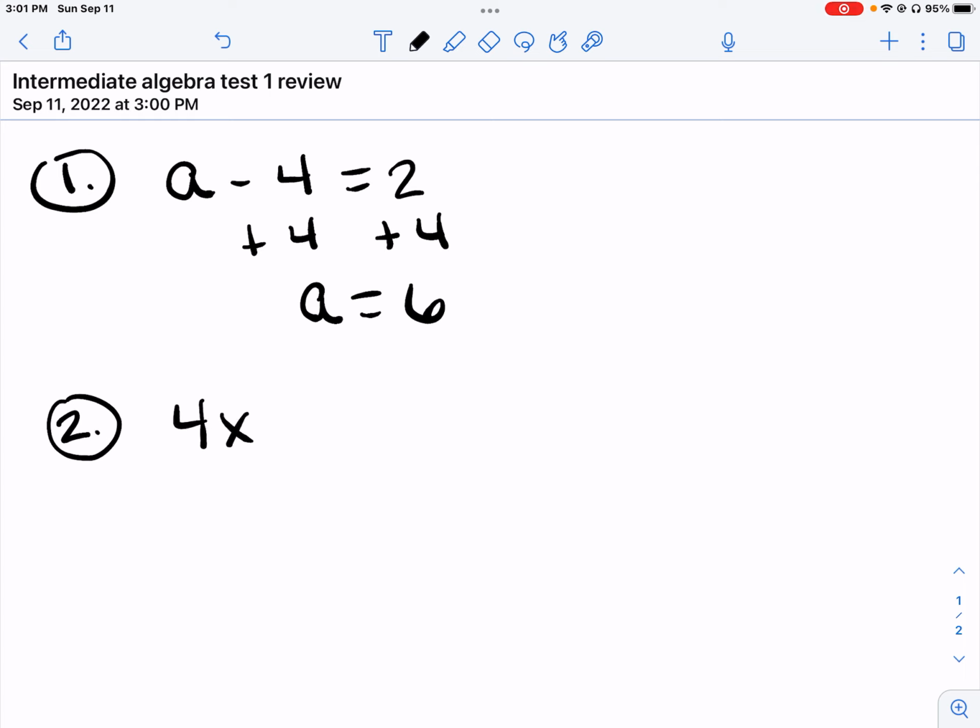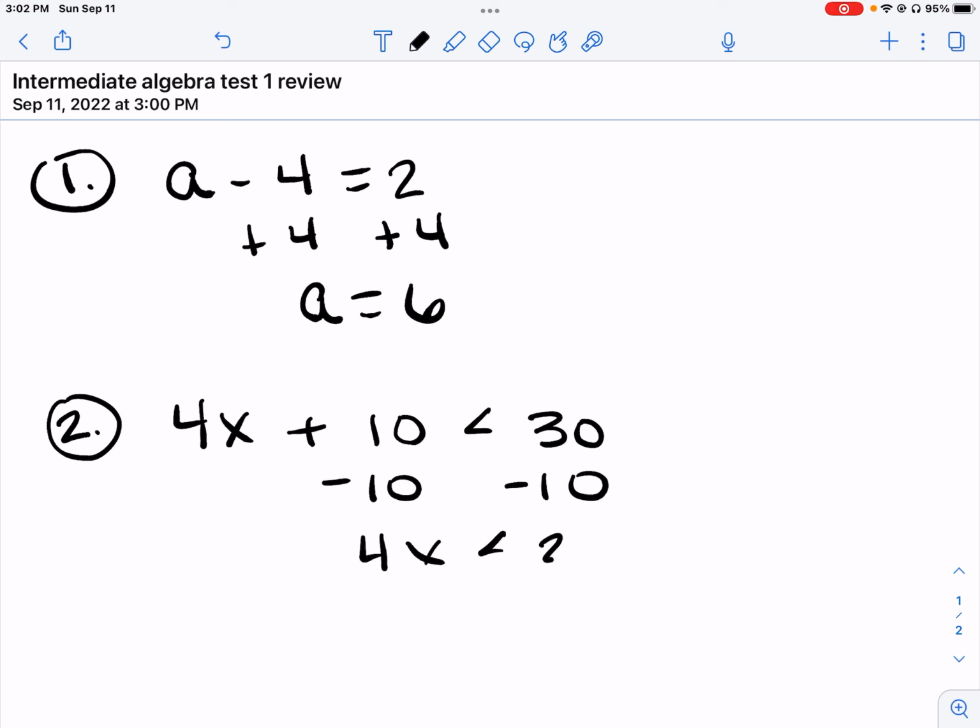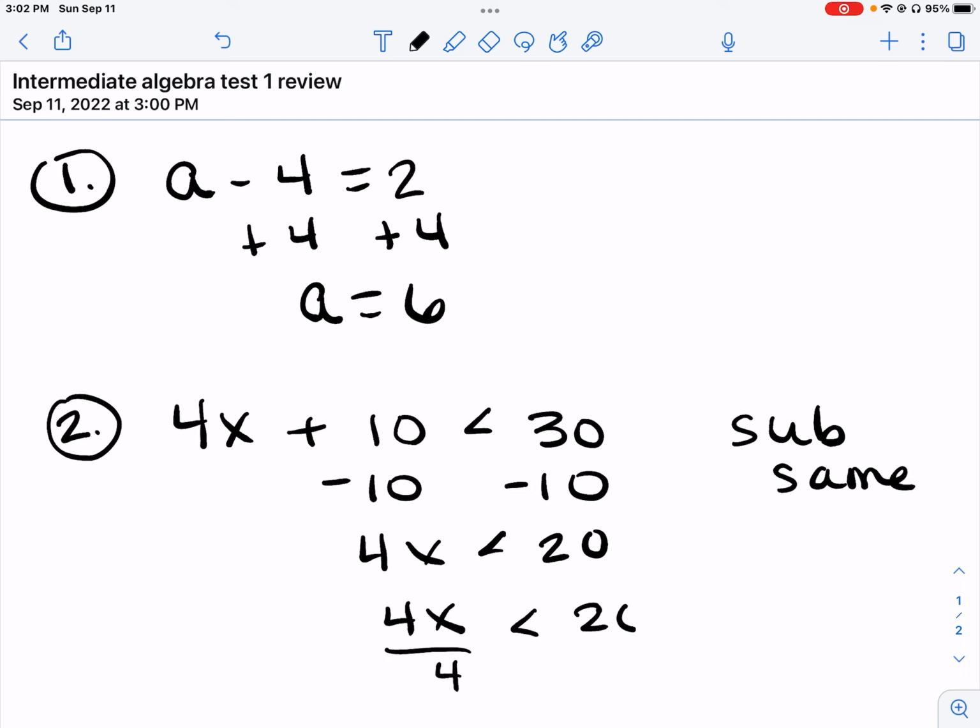Okay, now we have inequalities. We get rid of the plus 10 by subtracting. So 4x is less than 20. Okay, subtract. The symbol stays the same. Now we divide. Okay, so we get x is less than 5. 20 divided by 4.